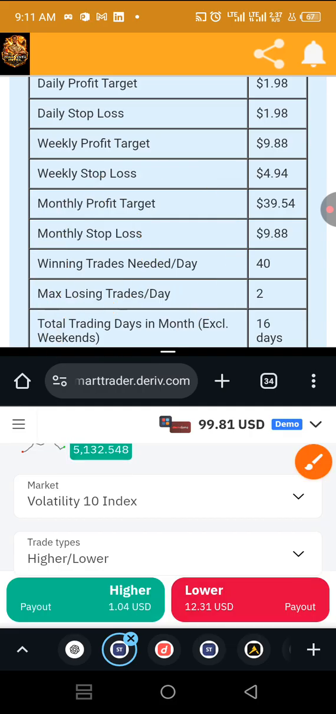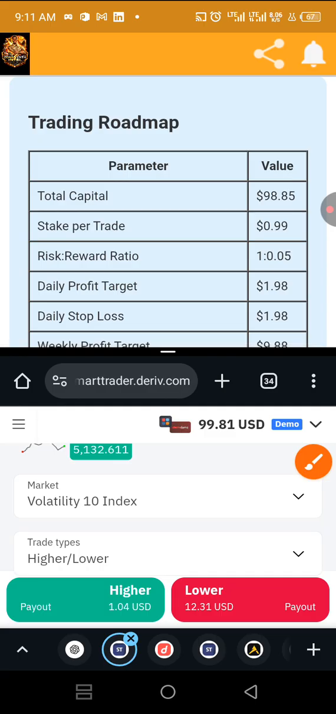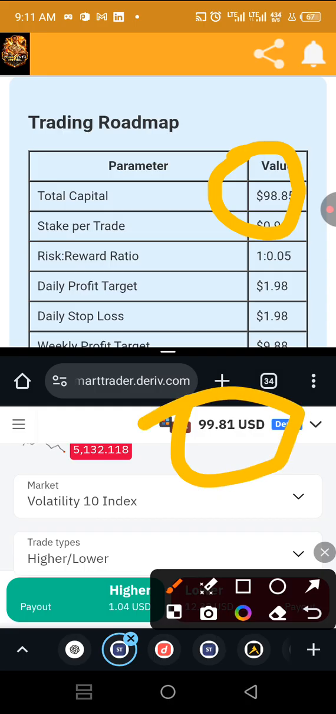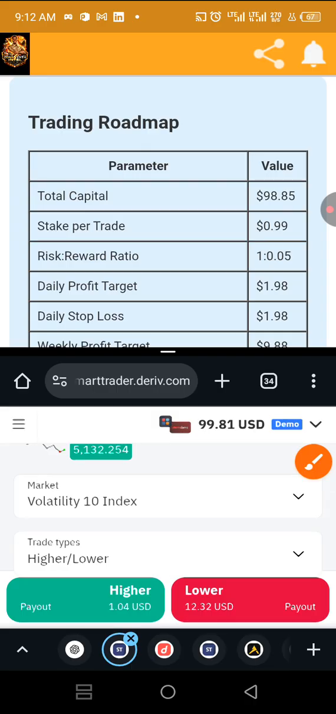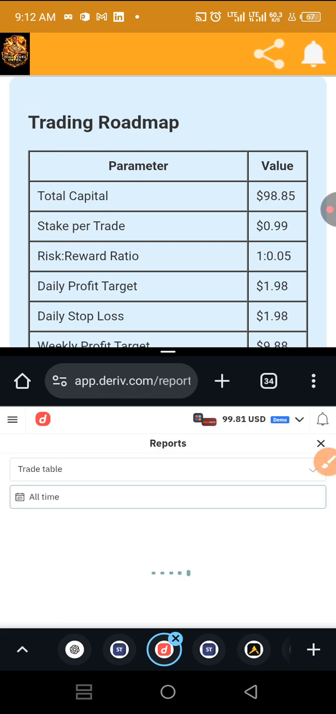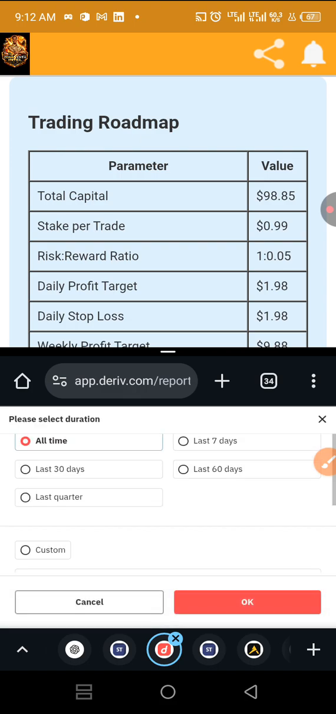So basically, if you look at yesterday's balance, we were at a stop loss of 98.85. Now can you see it has increased to 99.81, which means we've made some profit today. So let's check our profit and loss table on our Deriv platform, so you know how many trades we've taken today and how many losses so far.